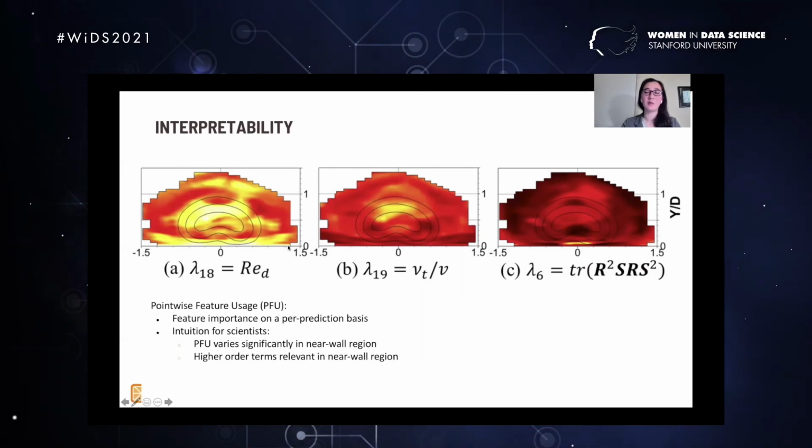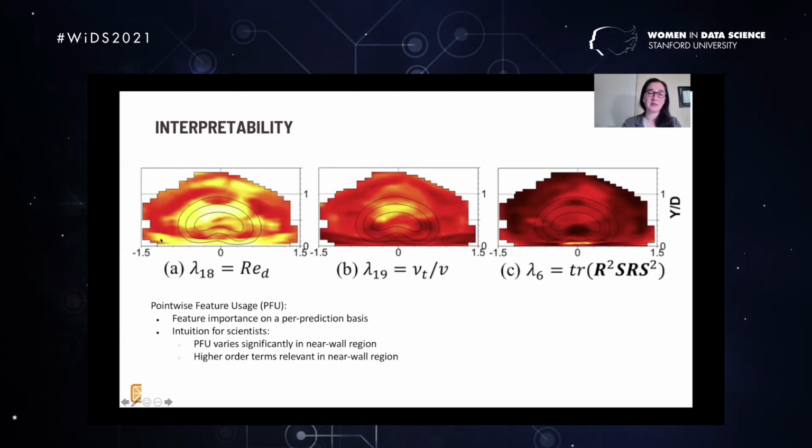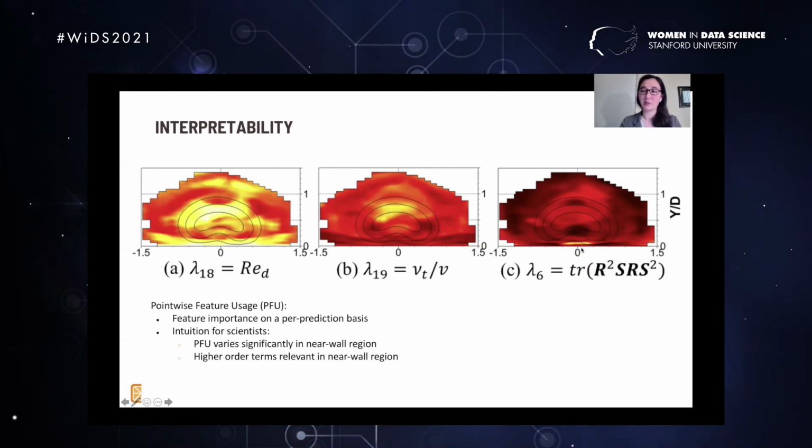So this is a wall. And then everything in color is regions of fluid flow. And the regions of yellow are regions where that particular feature is very important. And the regions where it's darker are regions where that feature is less important. So you can see that this particular input to the machine learning model is very important just in this very small region very near the wall.